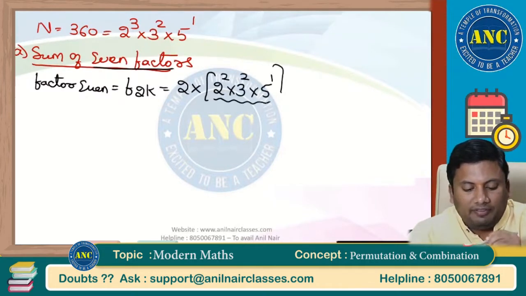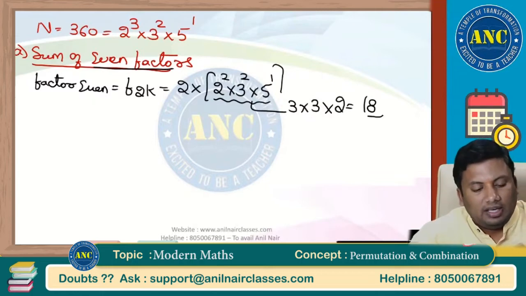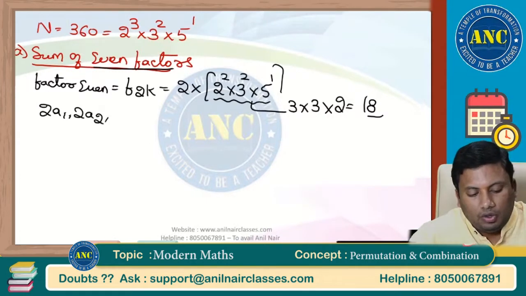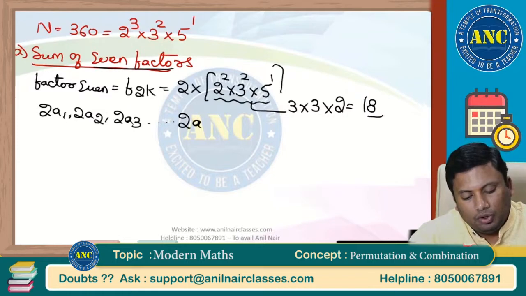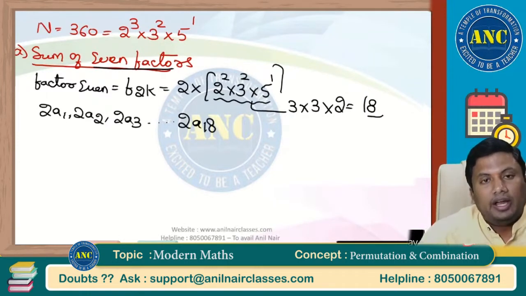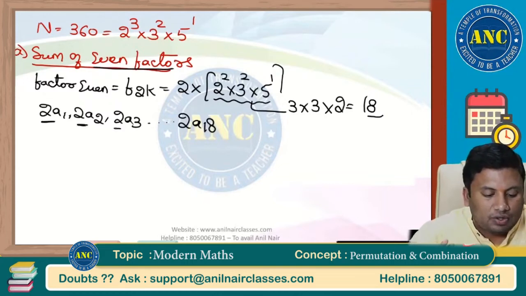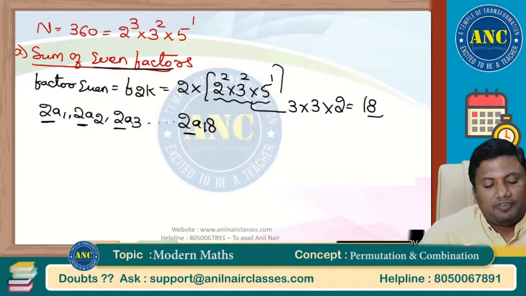How many even factors are there? 3 into 3 into 2. Total 18 even factors are there. Any even factor is of the form 2a1, 2a2, 2a3 and so on up to 2a18. Are you all with me? All are even factors. So any even number is of the form 2k.